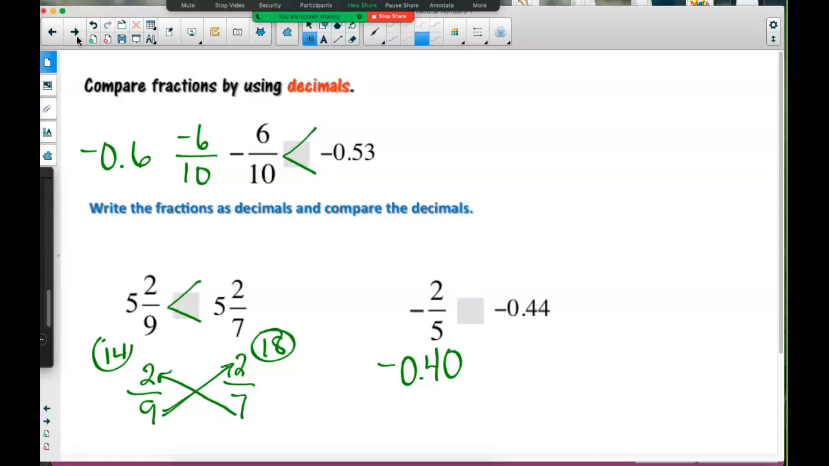Which is the bigger number, -40 or -44? -40. So -0.4 is bigger than -0.44. Okay? And again, I will put all these notes on Canvas so you can look back at them if needed.